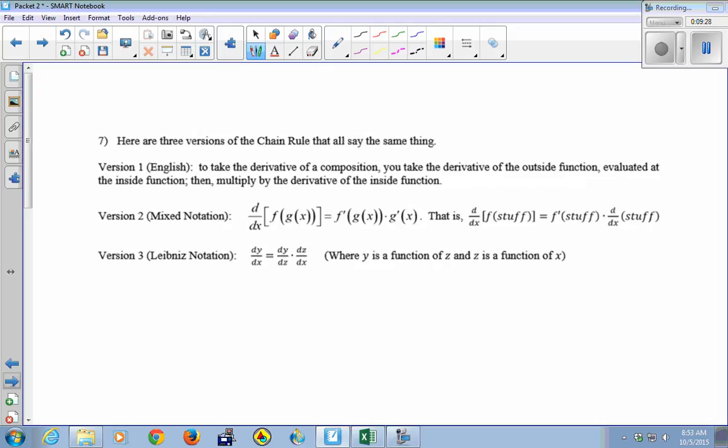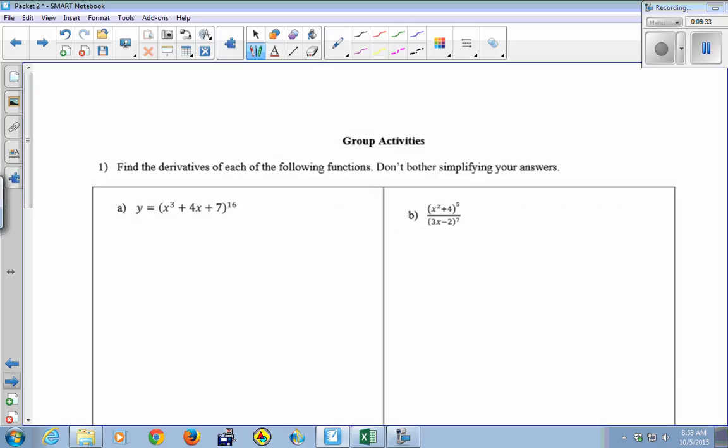For now, I'm just going to have you practice taking some derivatives using the chain rule, right? Just like we did in the examples.